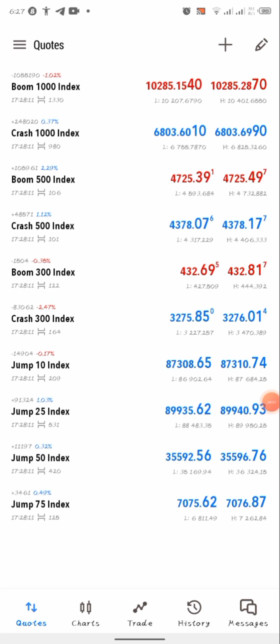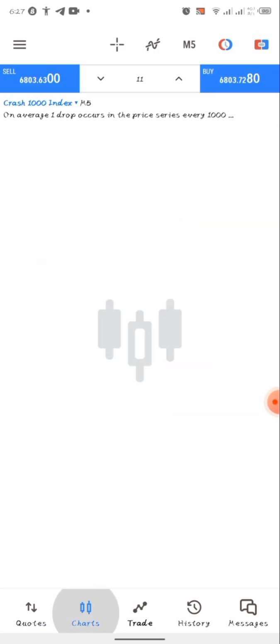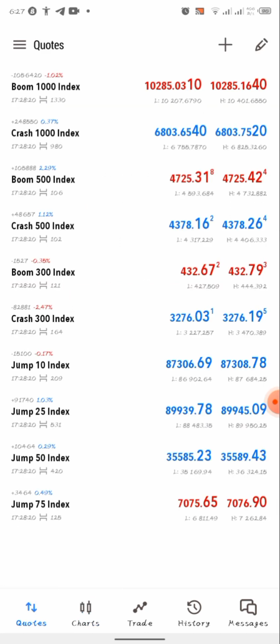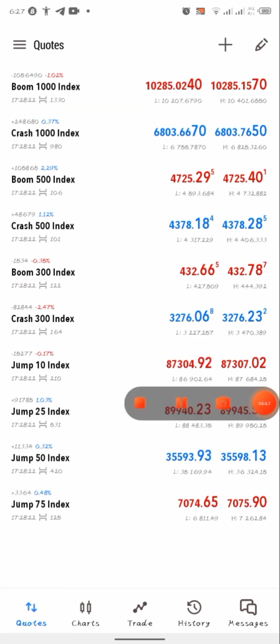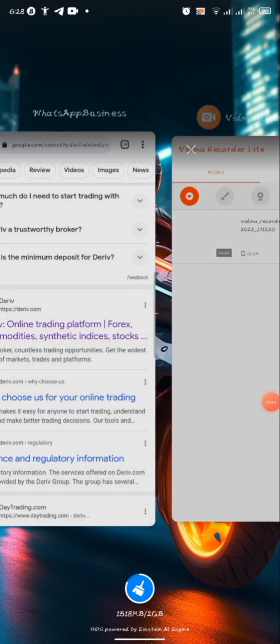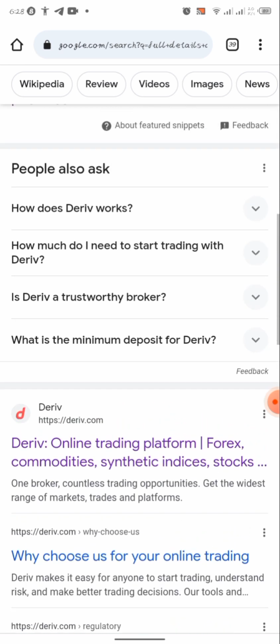Now why am I using this pair? Why did I figure that this pair is going to be attractive? Let's go to Google so that I can show you guys why I decided to choose this pair. Based on Google search, this is what Google said about this broker.